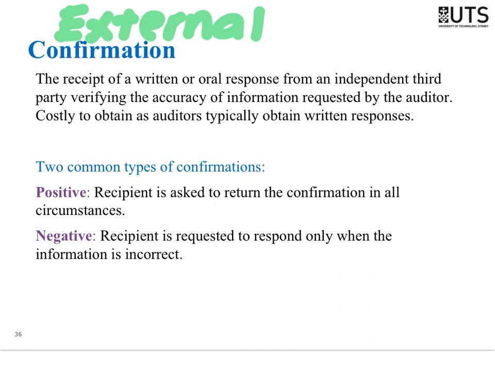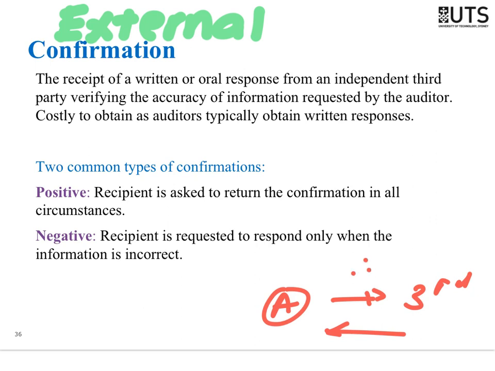Ladies and gentlemen, here's the key. Because we're confirming information with a third party, this is the most reliable form of evidence. Why? The client's not involved in this process at all. It literally goes from auditor to third party and back. The client is not involved in this process at all. As a result, it's the most reliable procedure.